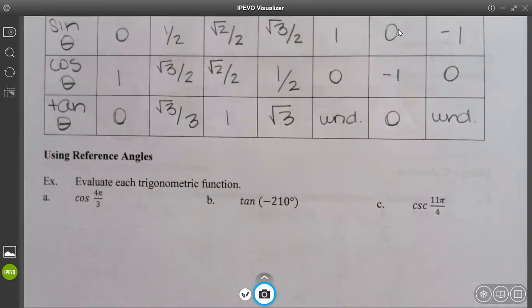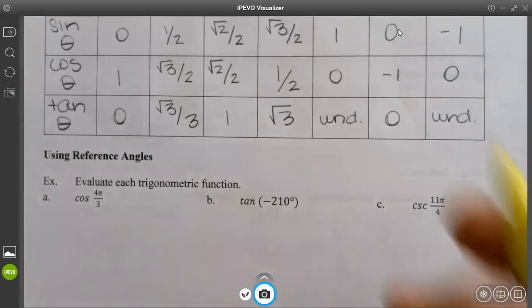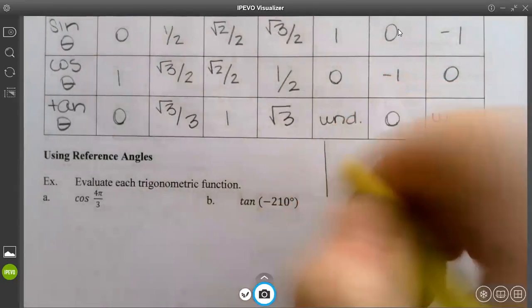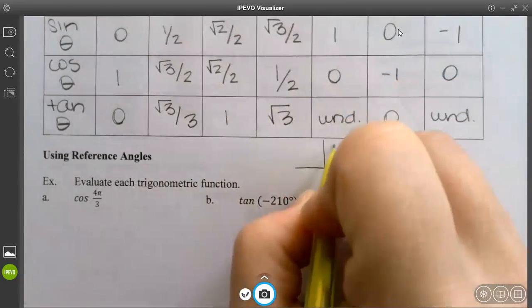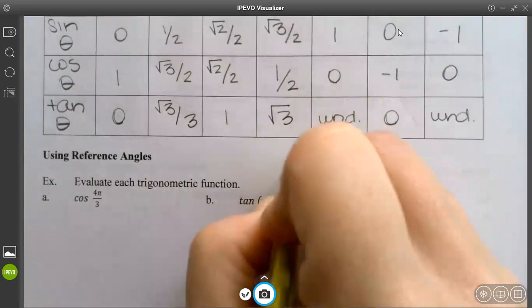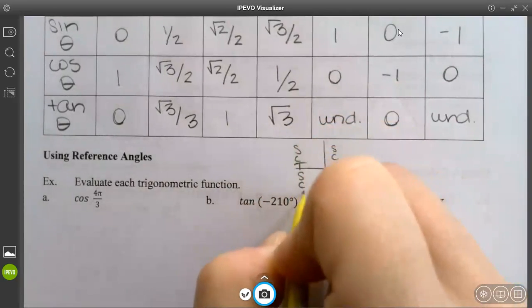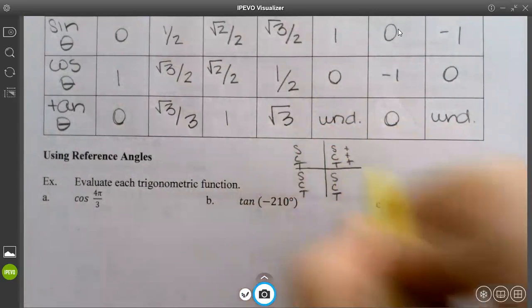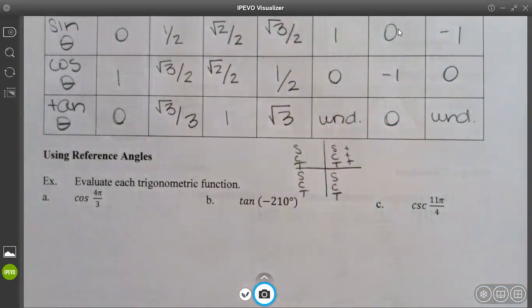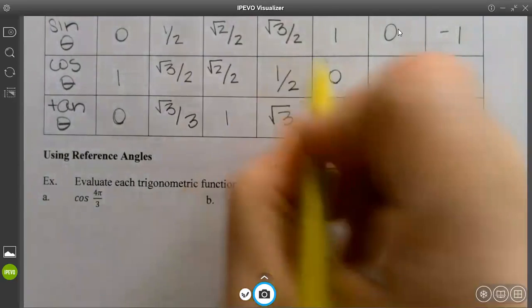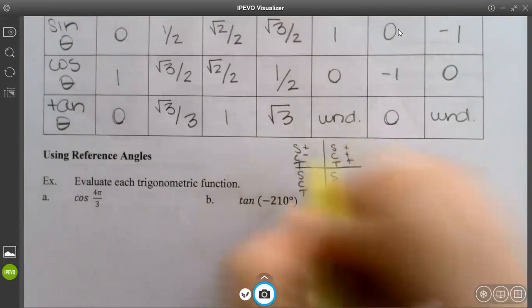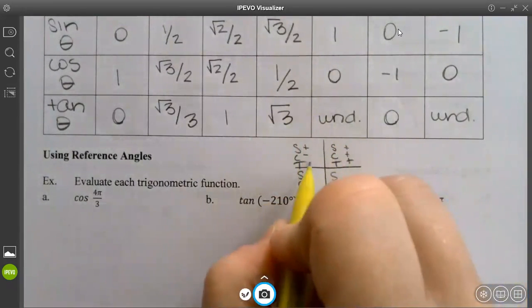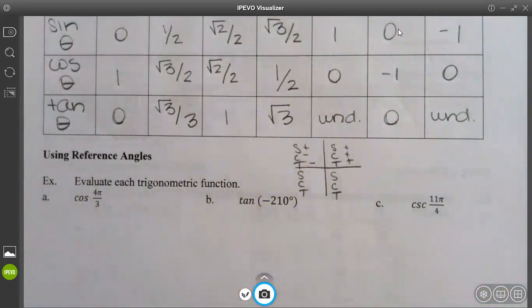All right. Using reference angles, evaluate each trig function. I'm going to put this chart back up here. Sine, cosine, tangent. All the values of sine, cosine, and tangent are positive. Sine is positive, cosine is negative, tangent is negative.